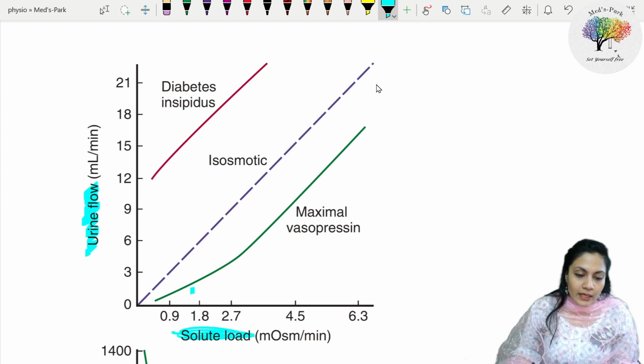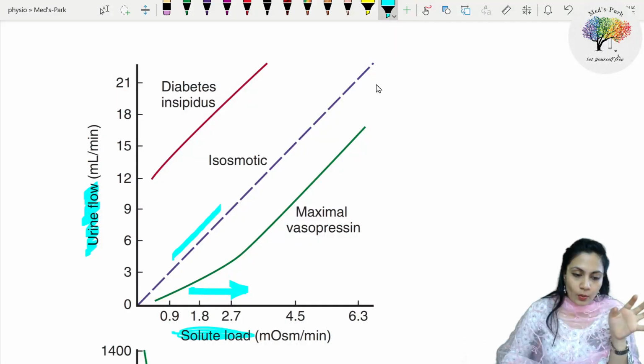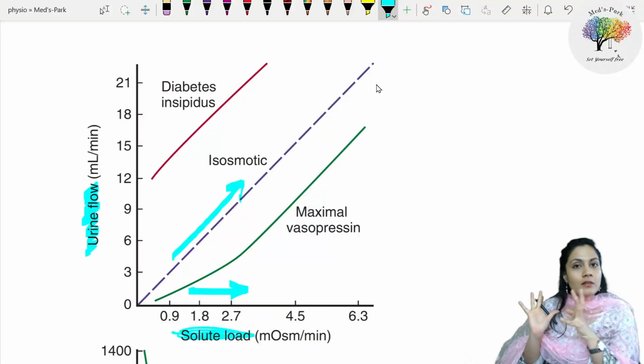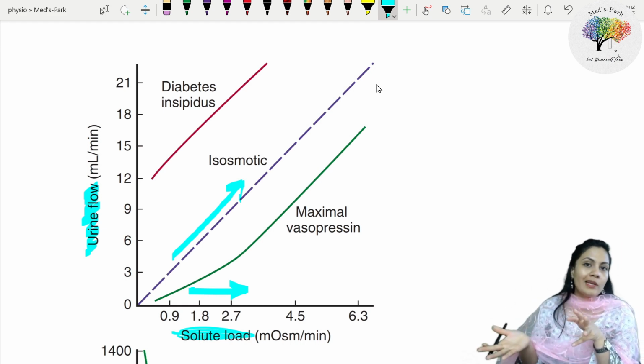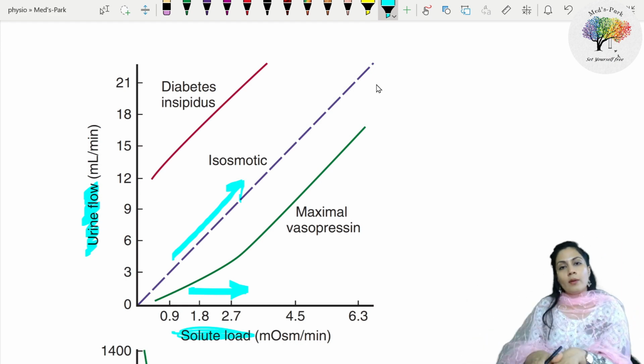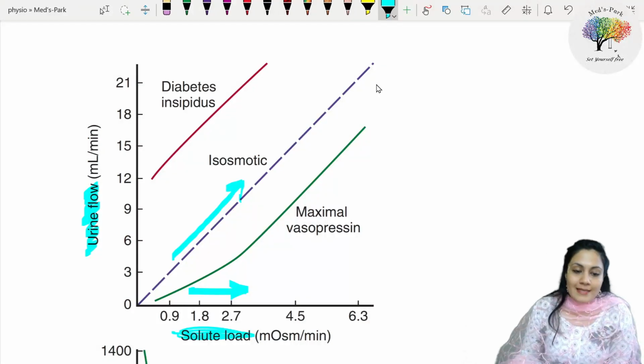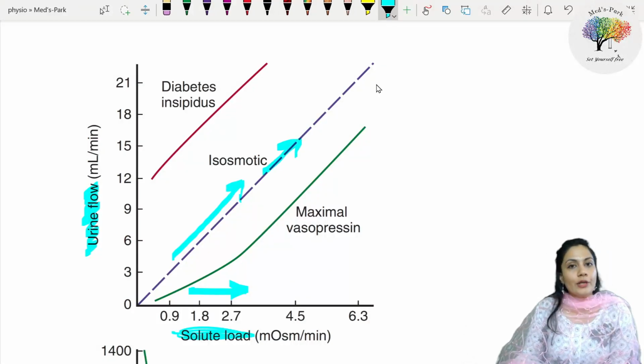So whenever we are increasing the solute load in the tubules, what is happening? Look over here, if we are talking about isosmotic urine, the urine flow will increase, right? Osmotic diuresis, remember, if you increase the solute load, the urine flow will also increase because the sodium and mainly the water is going to stay in the tubules, okay? So it is having a linear relationship.